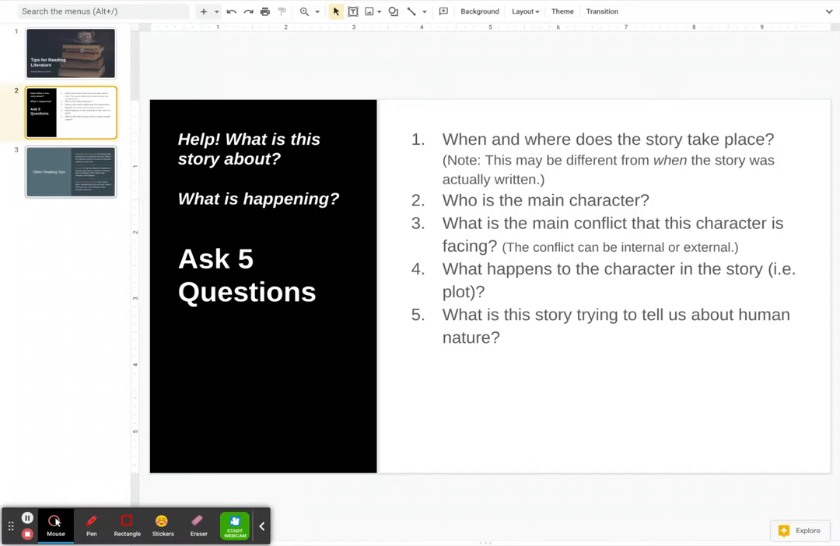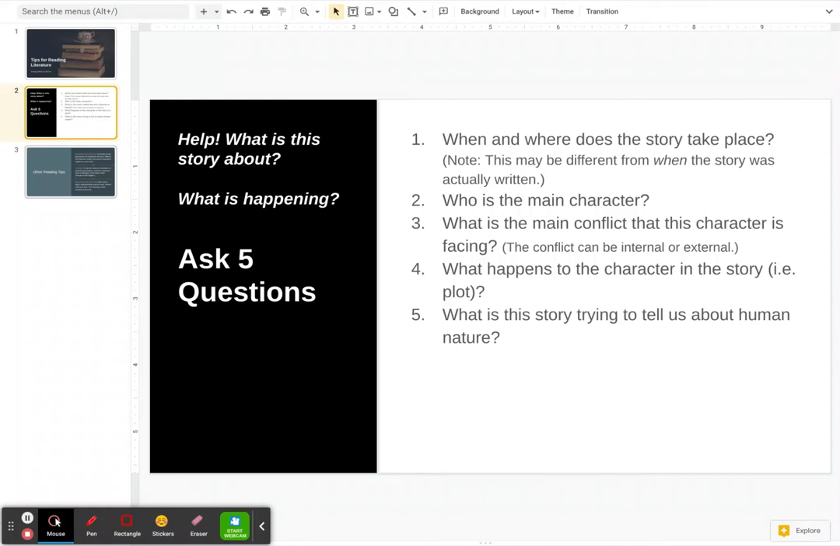3. What is the main conflict that this character is facing? Note that the conflict can be internal or external. For example, an internal conflict will be when a character's conscience is battling them. An external conflict will be when someone else is trying to stop the character from achieving their goal.